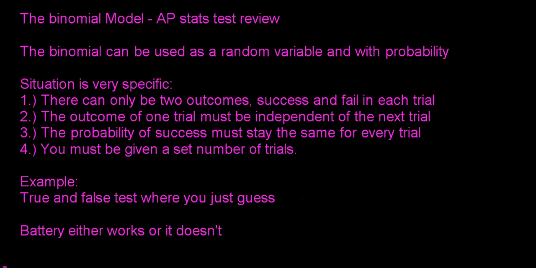That's what makes it binomial, is that you not only know the probability of success, P, but you also know how many trials you're looking at. And that's why it's called the binomial model. Bi meaning two. You know the probability of success, P, and you're given the number of trials. So an example would be true and false tests where you just guess. So again, every outcome is true or false, success or fail.